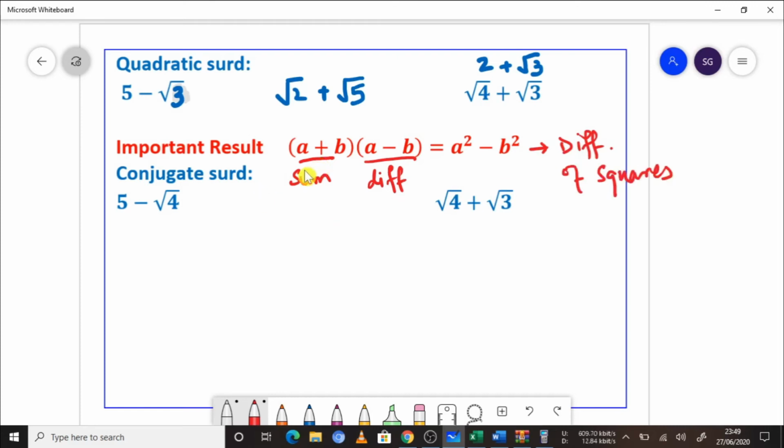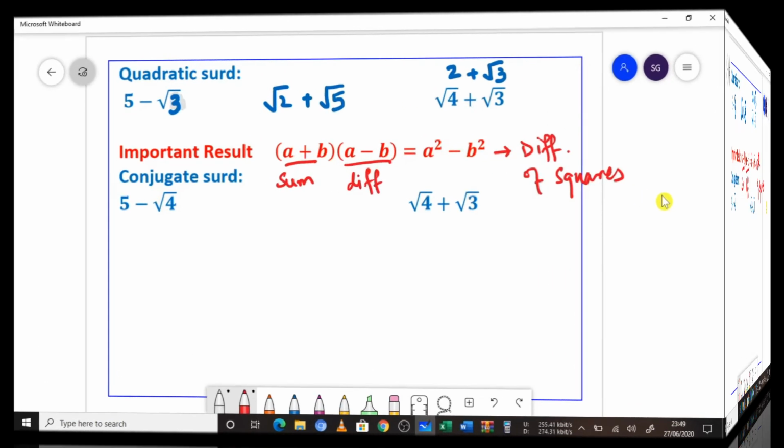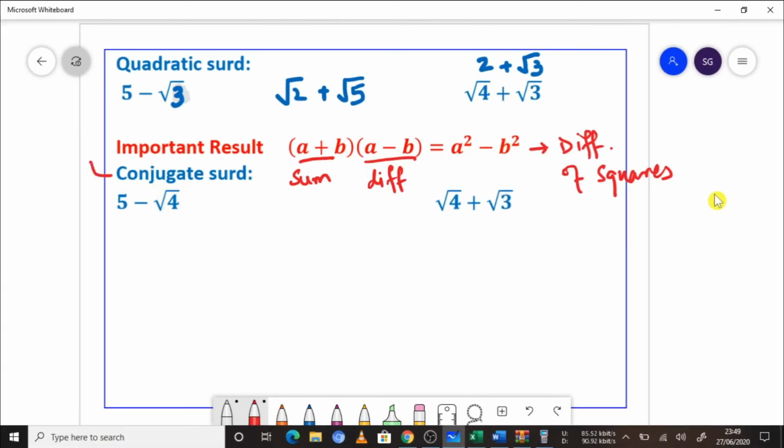So the sum and difference of two values multiplied, we get the difference of their squares. Another definition that we have is conjugate surd. Now what is a conjugate surd? For example, we have this original surd. The conjugate surd can be easily obtained by reversing the sign in the middle. So we take 5 and root of 4 and just reverse the sign, and that's a conjugate surd.